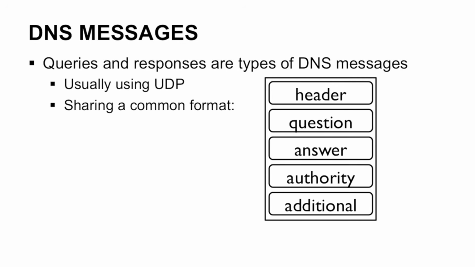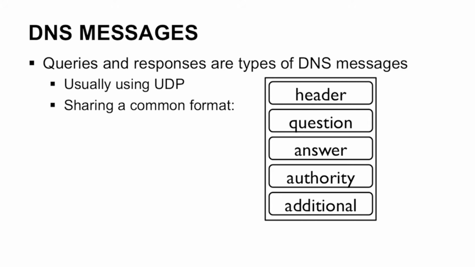This is probably a good time to give you a little more detail about DNS queries and responses. Both DNS queries and responses are DNS messages, and they share a common format. Both are usually based on UDP, the User Datagram Protocol, which is an unreliable transport protocol. That means that resolvers and name servers must take into account the possibility of packet loss and retransmit when necessary. Queries and responses both begin with a header, followed by a question section, and responses may include an answer section, an authority section, and an additional data section.